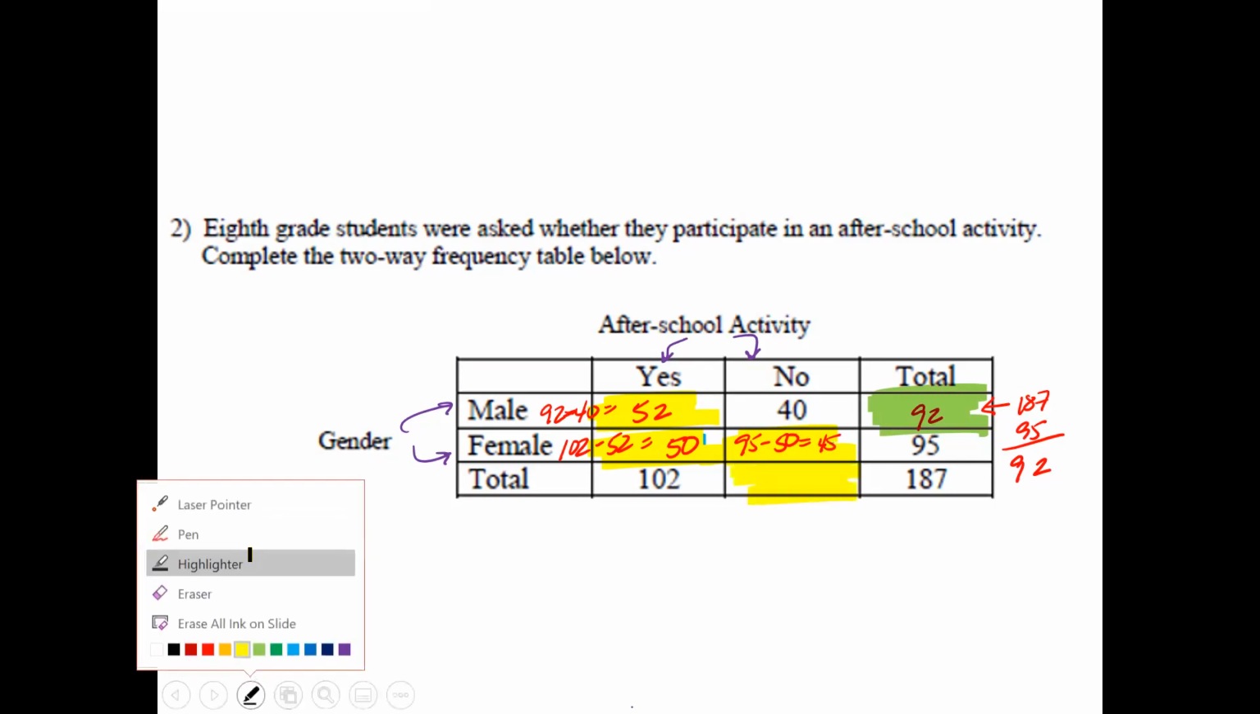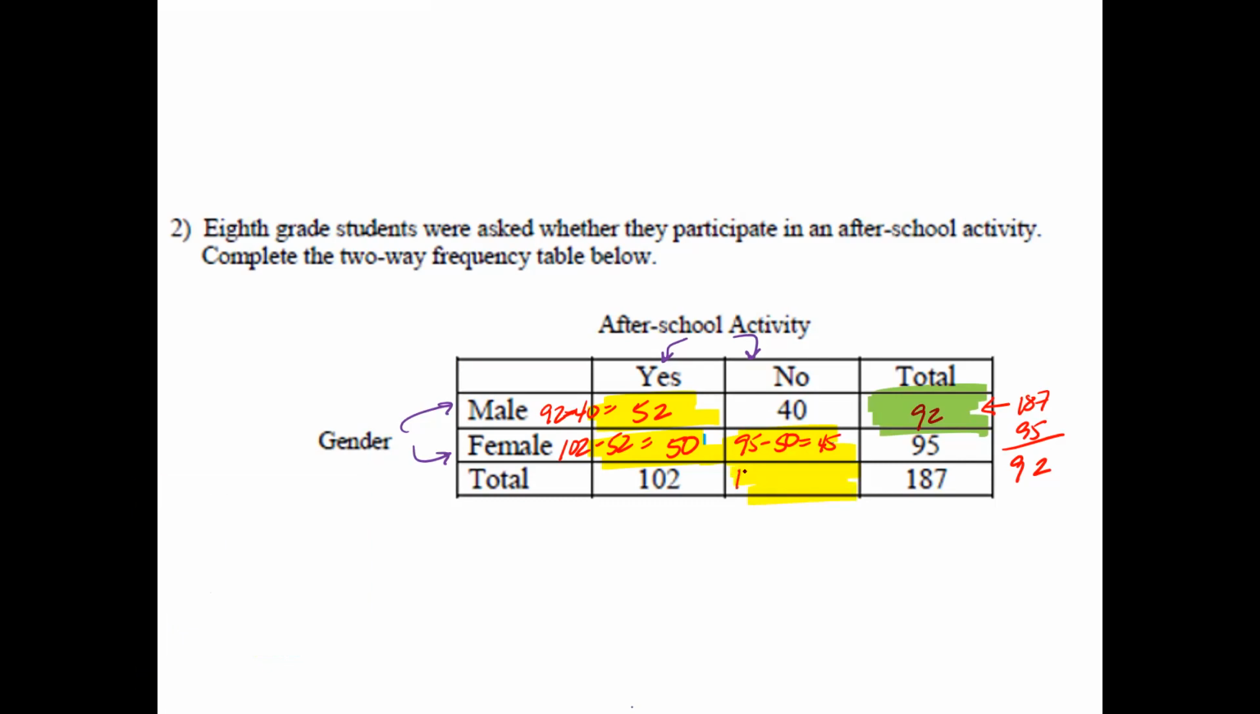And then the last cell that you can answer is this one right here. 187 minus 102 is going to give you a 85 total that says, no, I do not want to participate in an activity.